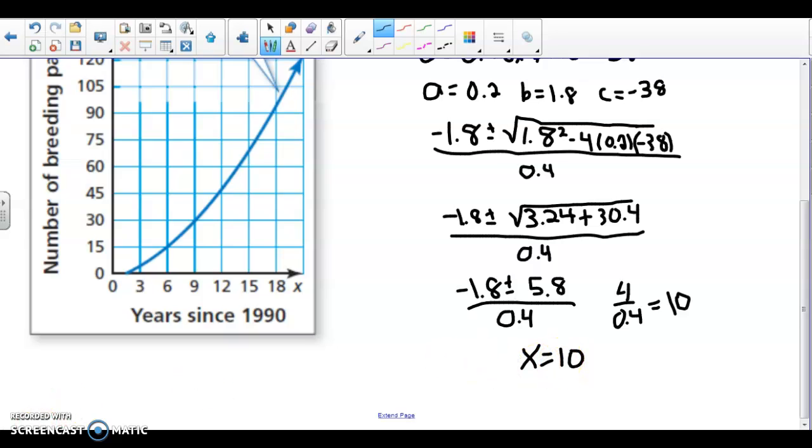Alright, so that is just one way of doing this word problem. Again, if you have any questions on it, please write it down in the Google Doc. If you're ready, we'll move on.